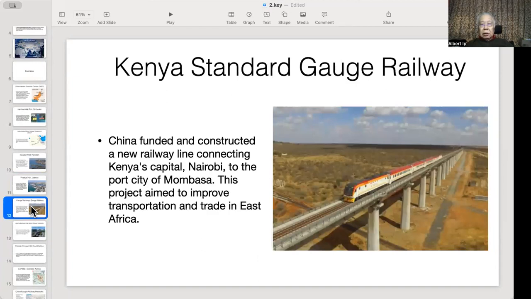The Kenya Standard Gauge Railway connects Kenya's capital to the port city of Mombasa. This is very important. And again, as high-speed rail, the rail should be isolated from other traffic. Otherwise, there will be level crossings, and level crossings are a big problem.